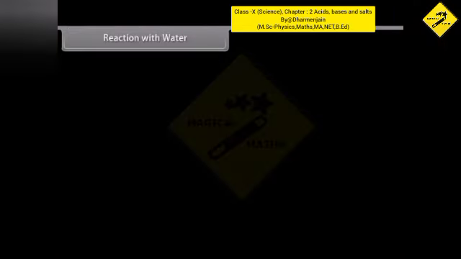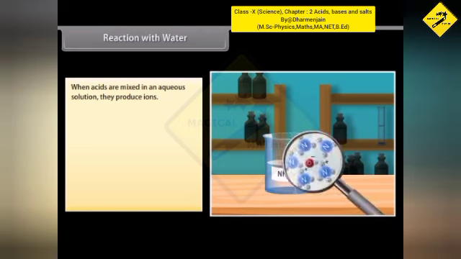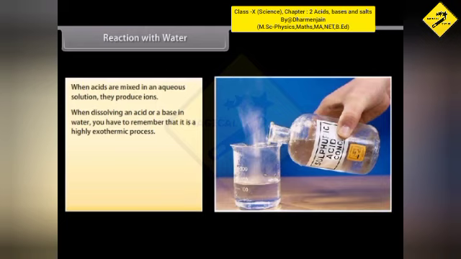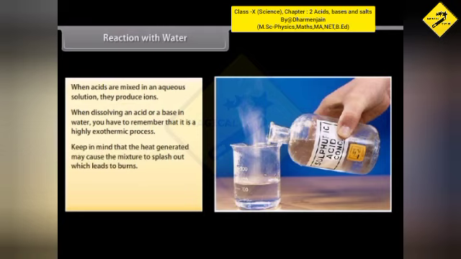Reaction with water. When acids are mixed in an aqueous solution, they produce ions. When dissolving an acid or a base in water, you have to remember that it is a highly exothermic process. While adding water to a concentrated acid, keep in mind that the heat generated may cause the mixture to splash out, which leads to burns. This may lead to the glass container breaking due to excessive local heating.